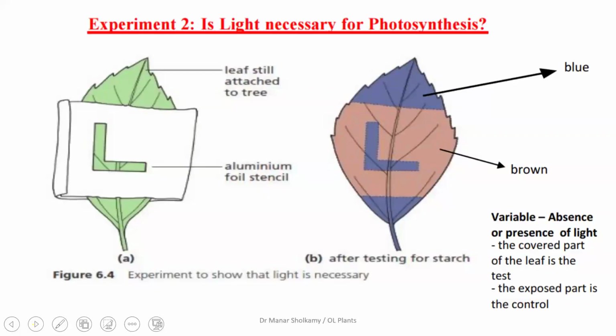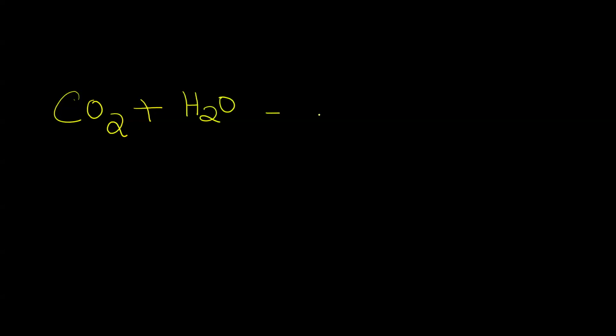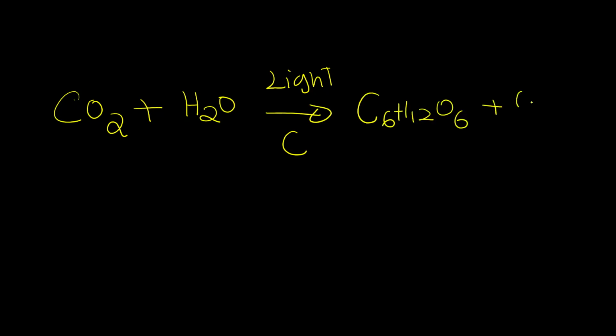Okay, so all the experiments that will follow from now on, we have to de-starch first. And the experiments that will come from now on want to confirm a certain hypothesis. We have a certain hypothesis. We are convinced that carbon dioxide and water and light and chlorophyll are essential for photosynthesis. C6H12O6 plus oxygen, and this is nice and balanced. So this is the photosynthesis experiment.